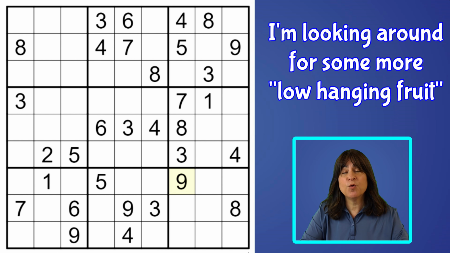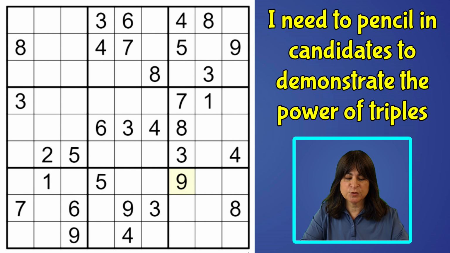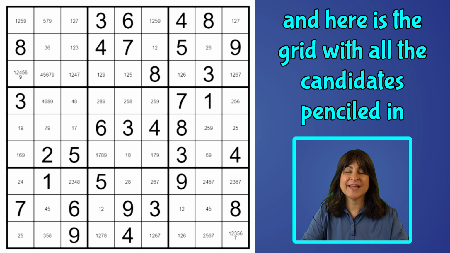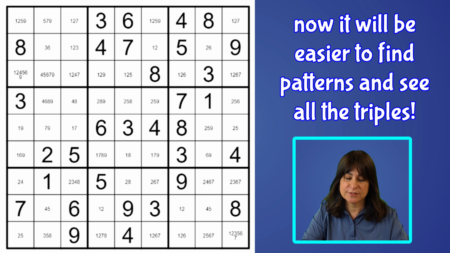Okay, so at this point it's really hard to place any more numbers without penciling in some candidates. So let me go ahead and put in all of those candidates. Okay, so now I have all the candidates for each of the remaining cells, and now it's much easier to start to see patterns. In harder level puzzles, those patterns can be wings or skyscrapers. But this is an easier level puzzle, so let's just stick to singles, pairs, and triples or triplets.